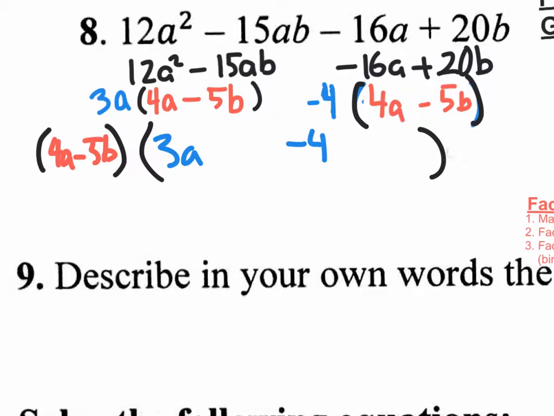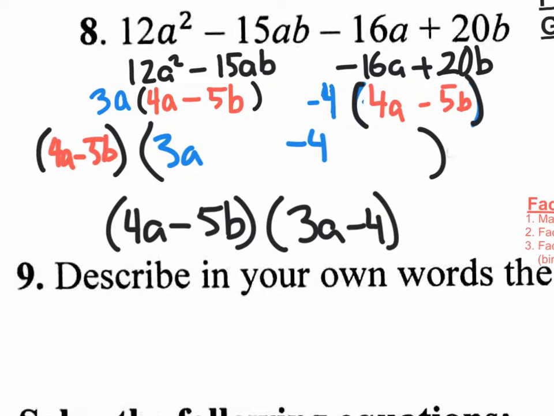3a minus 4. Of course, let's write them with the correct size parentheses. There's your final answer, your final factored form. And if you were to distribute it, 4a times 3a, that's 12a squared. 4a times negative 4, that's negative 16a. Negative 5b times 3a, that's negative 15ab. And negative 5b times negative 4, that's positive 20b.